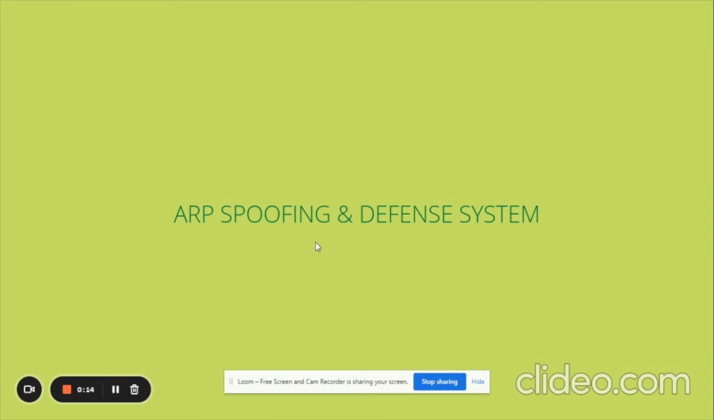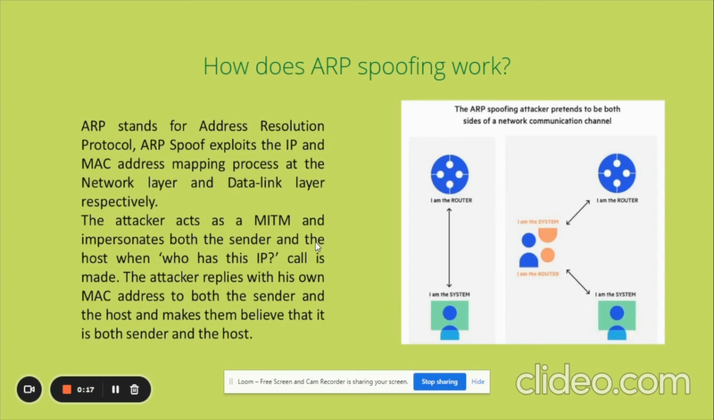Now let's understand how ARP spoofing works. So in ARP spoofing, the attacker exploits the IP and MAC address mapping process and thus acts as a man in the middle and impersonates both the sender and the host when address resolution calls are made by them. The attacker plants itself in the middle and replies with its own MAC address to both the sender and the receiver and makes them believe that it is both the sender and the receiver.